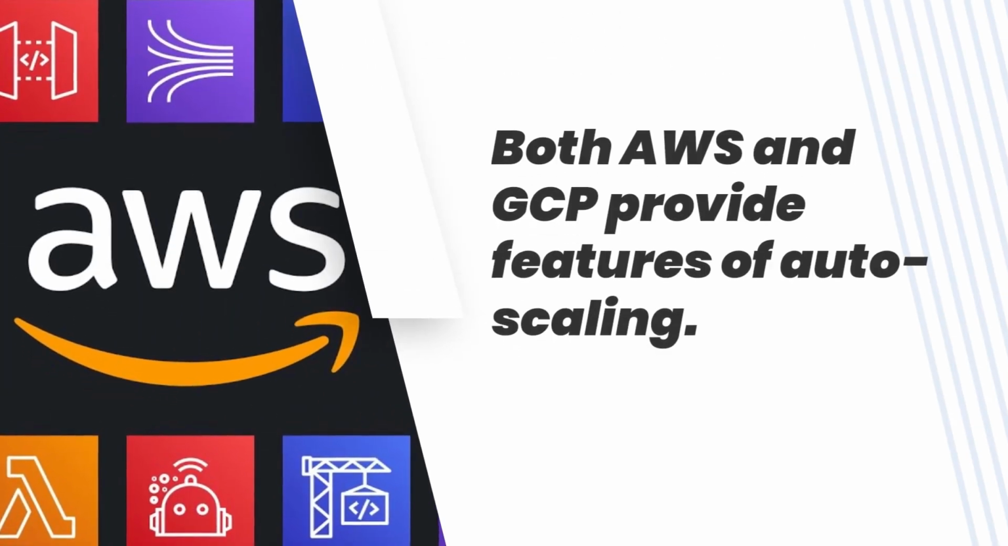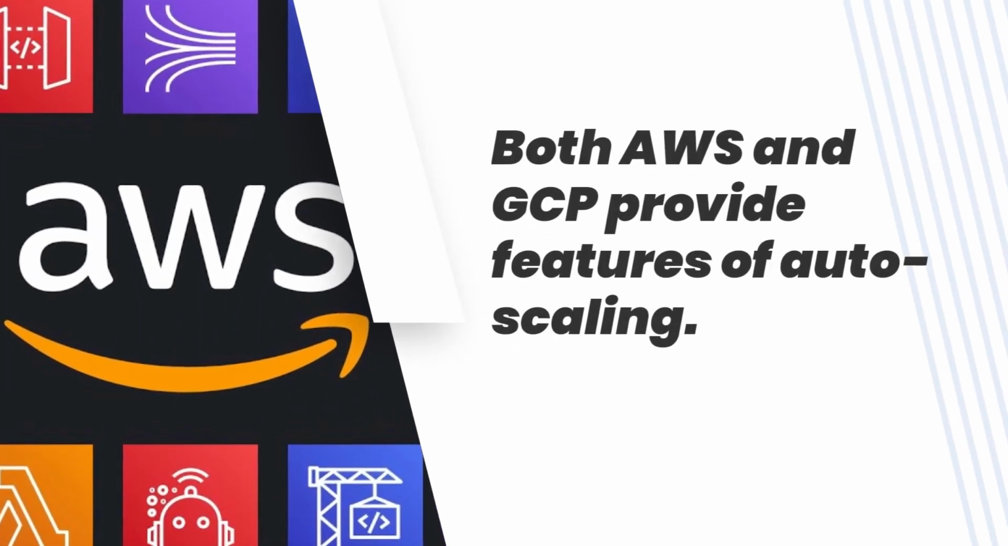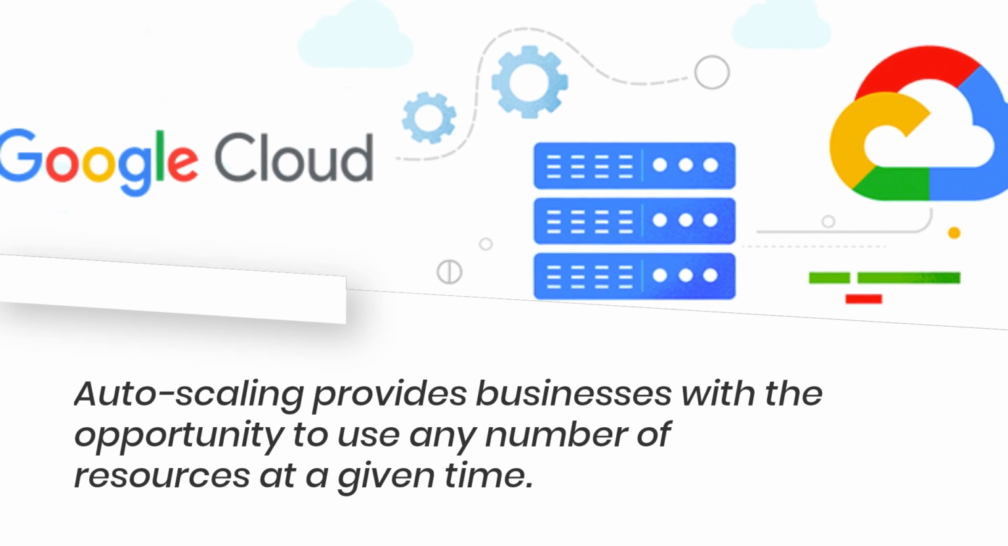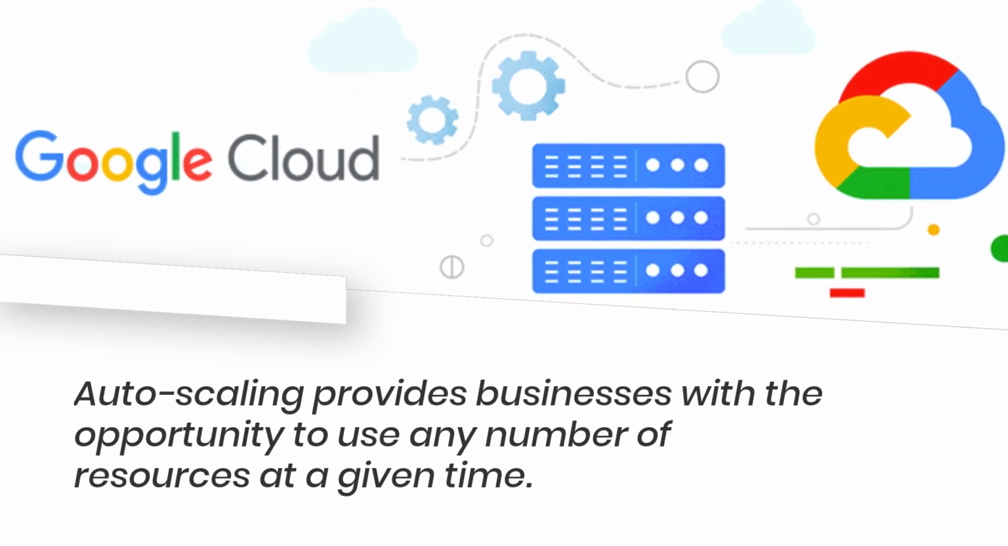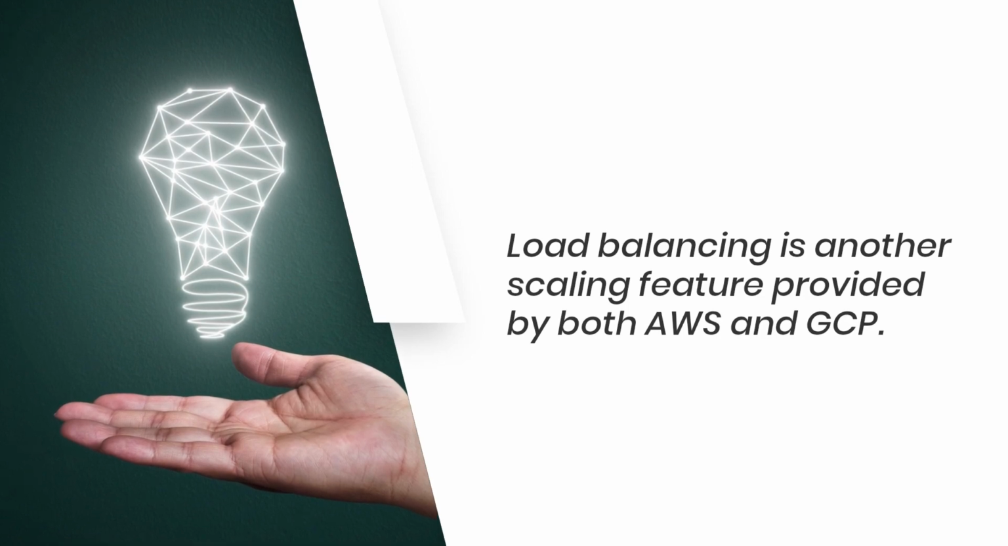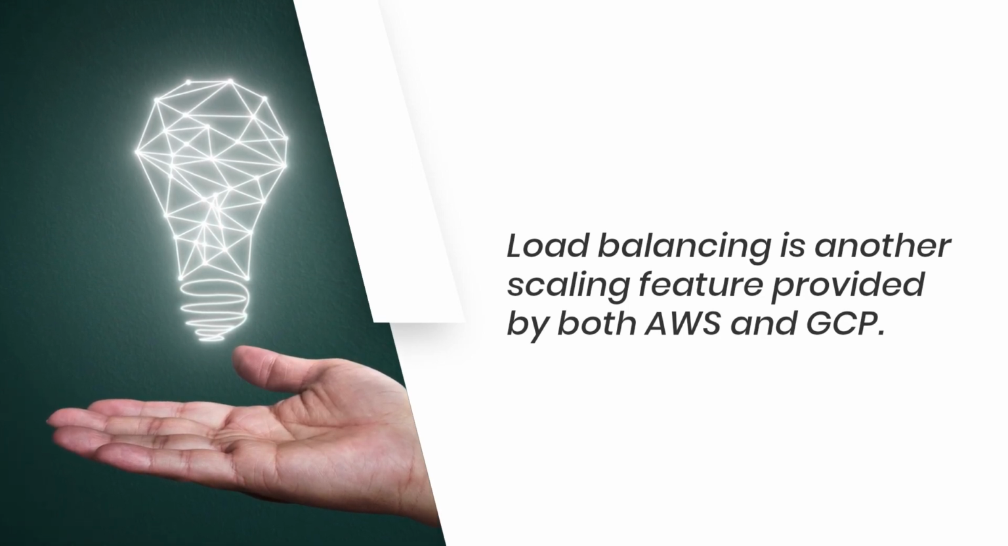Both AWS and GCP provide features of auto-scaling. Auto-scaling provides businesses with the opportunity to use any number of resources at a given time. Load balancing is another scaling feature provided by both AWS and GCP.